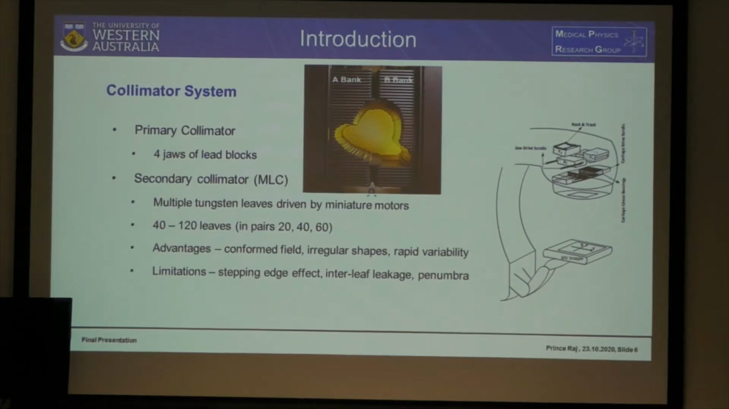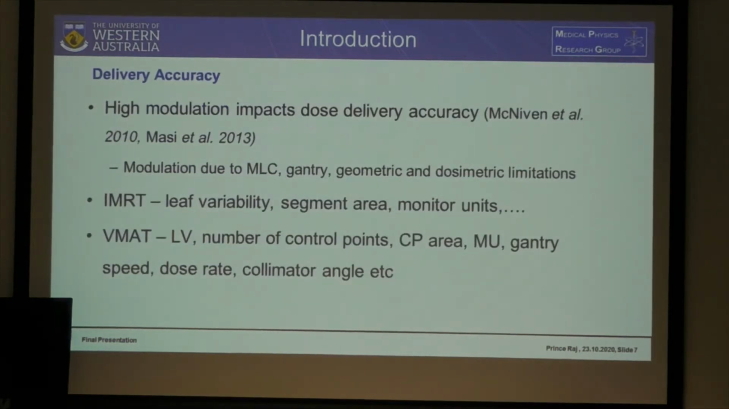There are some advantages and disadvantages for MLC, such as conformed field. In terms of disadvantages, there are interleaf leakage, penumbra, and some others. It's basically due to mechanical and geometrical instabilities and so on.